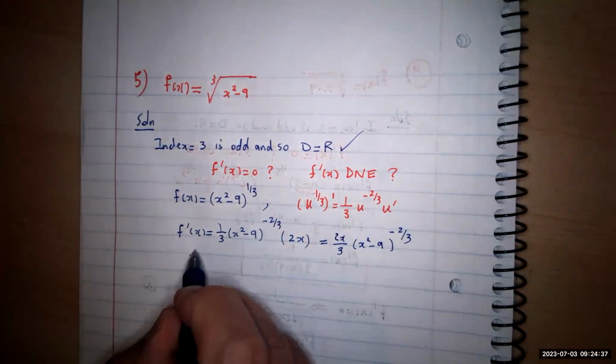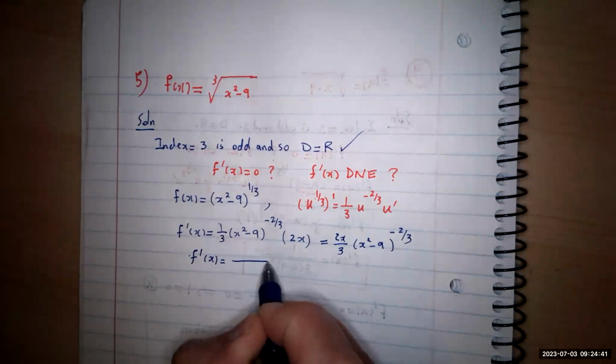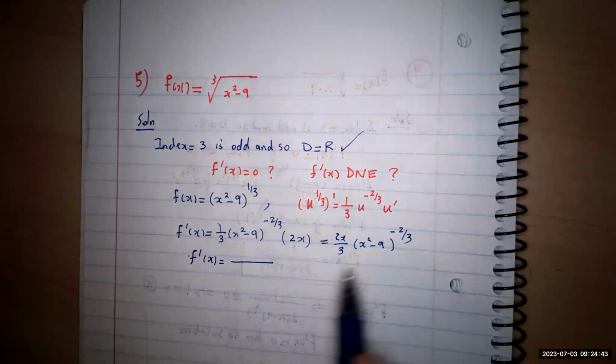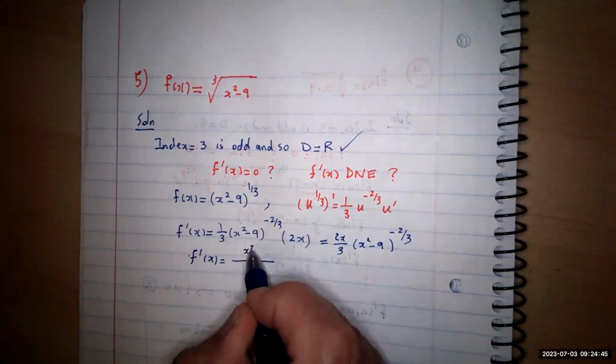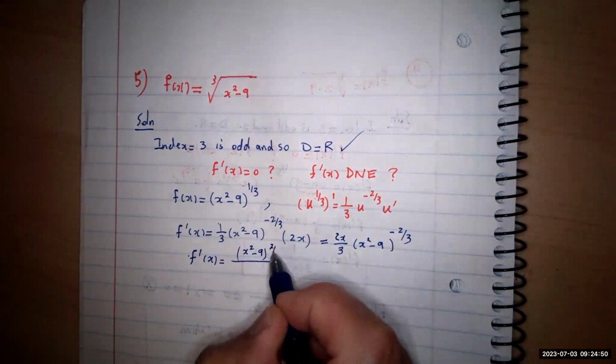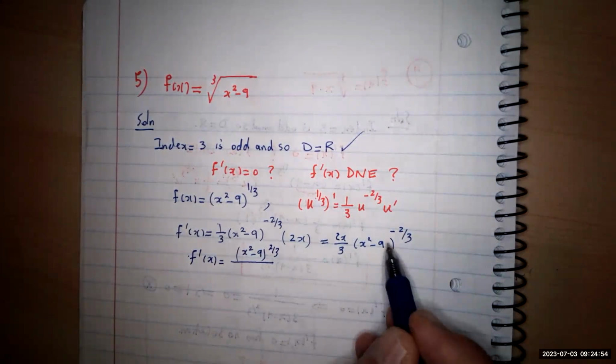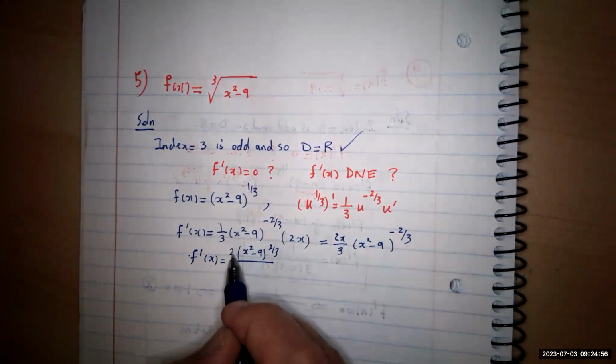Okay, so rewrite as a fraction. It's going to be f prime of x equal to, we get a fraction bar. On the top, we put the x squared minus 9, everything to the 2/3, and divided by, sorry, the leftover on the top is going to be 2x.